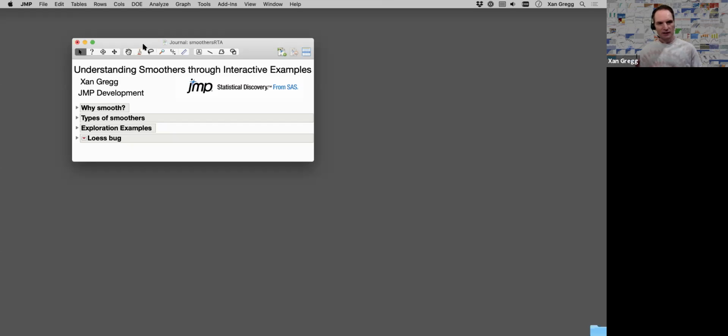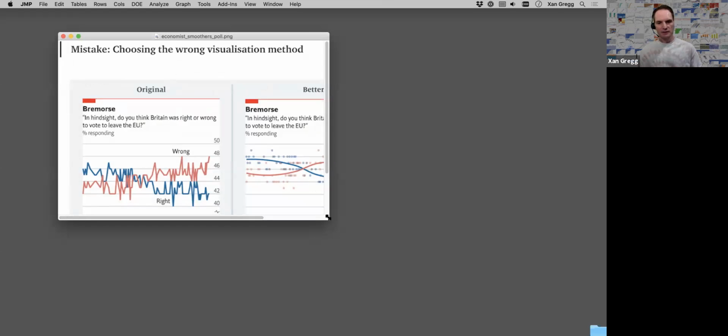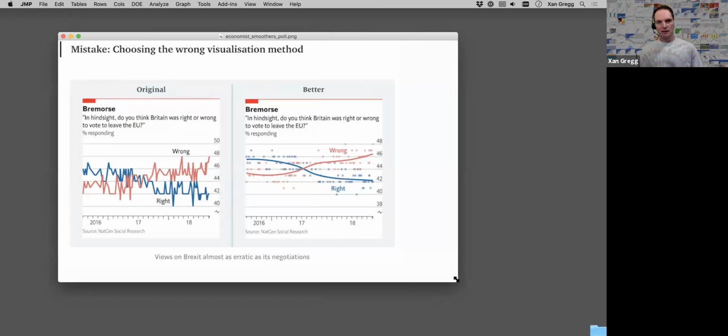So let's first answer the question: why do we want to smooth at all? For that, I thought this example from The Economist from last year makes a good example. At the end of the year, they did a review of the graphs they'd created and remade some of them. This one they originally did with a line chart, showing polling results for Brexit related sentiment over a couple of years. They originally just connected the dots for each poll result with a line chart.